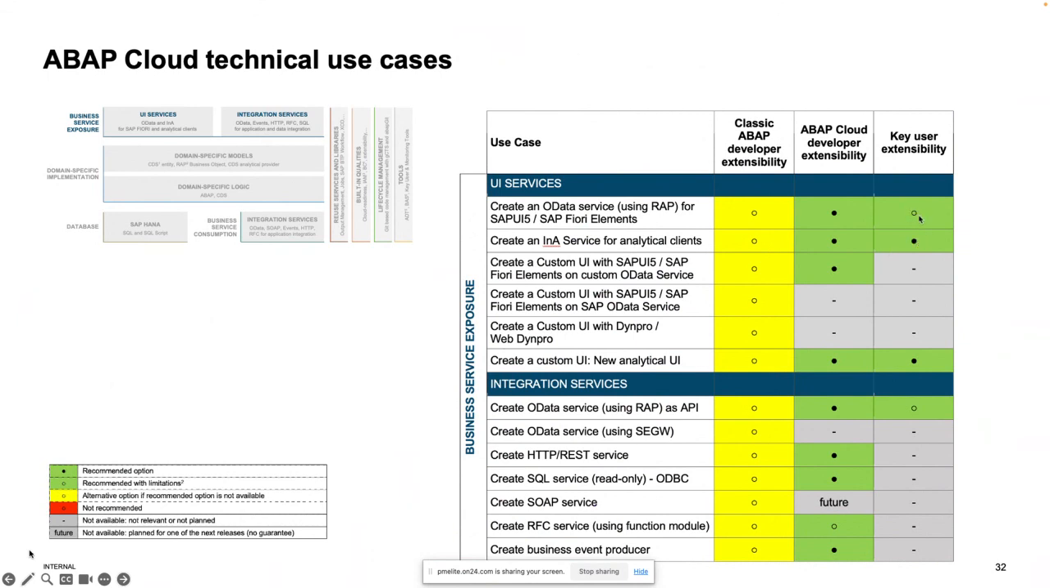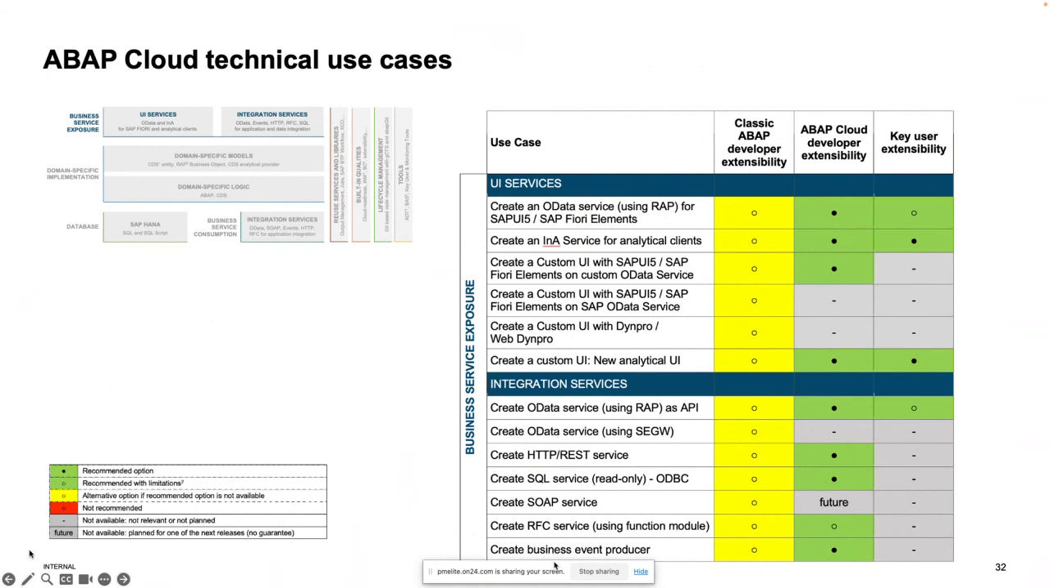Also on user extensibility, for example, you have some limitations. For example, you cannot create an OData V4 service. Then, of course, creating custom UIs with SAPUI5, Fiori elements based on OData services works very well, and is the common thing for ABAP Cloud developer extensibility. What is not possible anymore is creating custom UIs with Web Dynpro. What's possible, on the other hand, is creating an analytical UI.